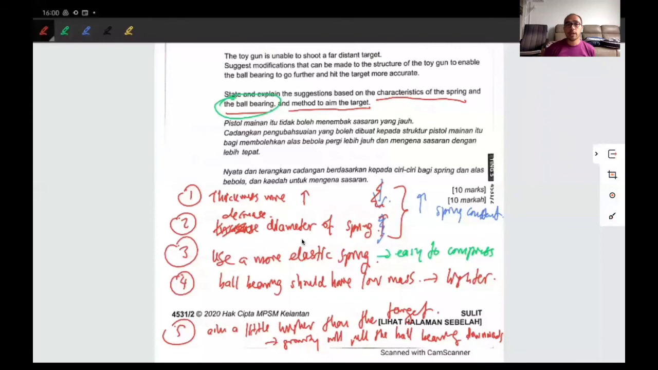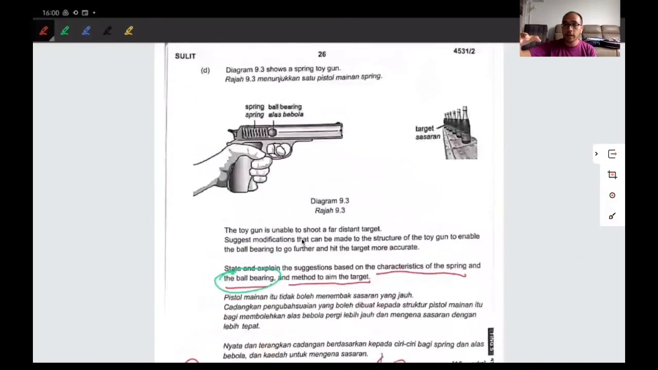I want to make sure that this is correct. Because all we want is for the ball bearing to go further, we want the spring constant to be higher. So higher spring constant means you need to have a thicker spring and a smaller diameter. These are the 2 ideal conditions. Obviously you use steel also lah. It's a higher spring constant, and then it's better for the ball bearing to go further. All right, I think that's about it for today.